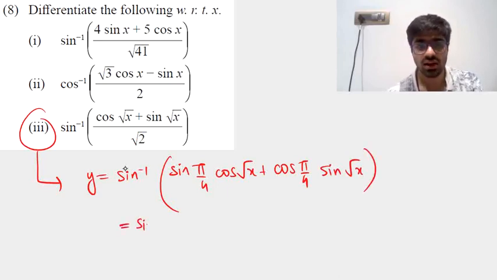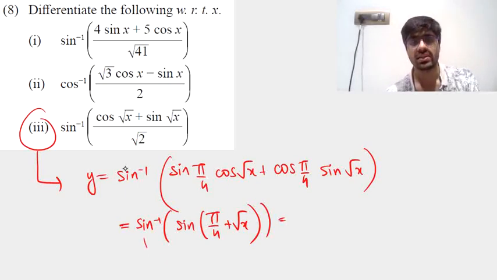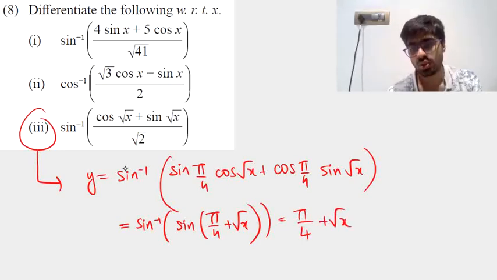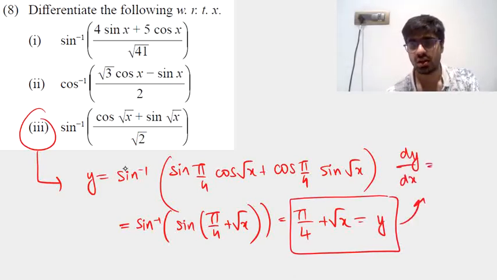This is equal to sine inverse of sine pi by 4 plus root x, and sine inverse of sine pi by 4 plus root x will simply be pi by 4 plus root x, but this is only the expression for y. So this is equal to y, and then take a derivative on both the sides. So you will have dy by dx is equal to 0 plus 1 upon 2 root x.